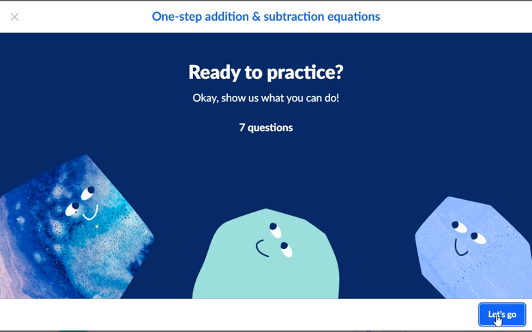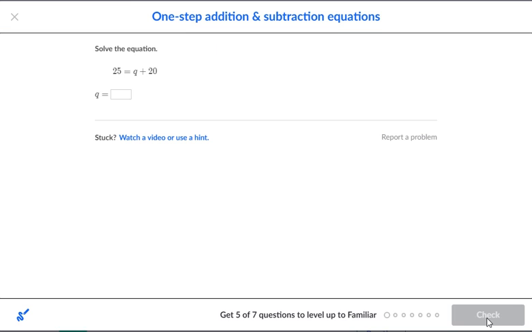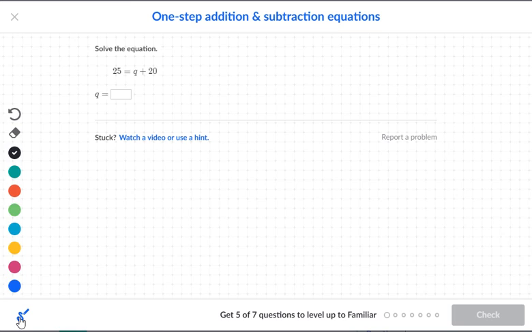One-step addition and subtraction equations. Okay, so what I have is the following. I have 25 is equal to q plus 20.